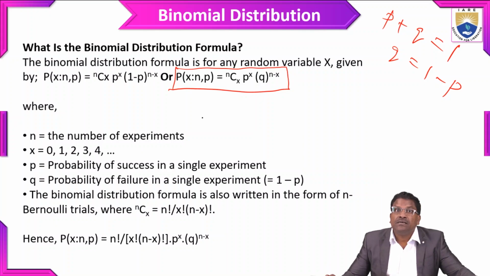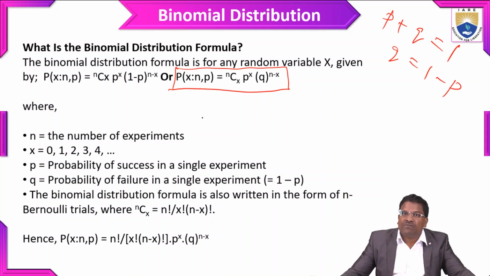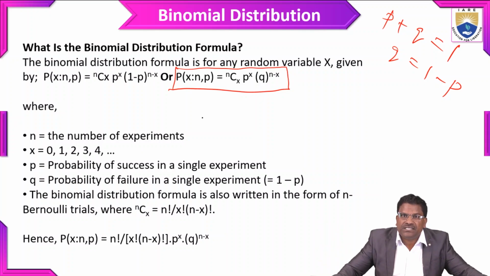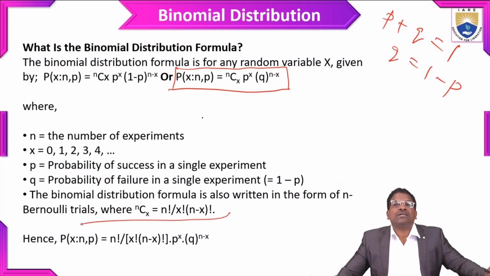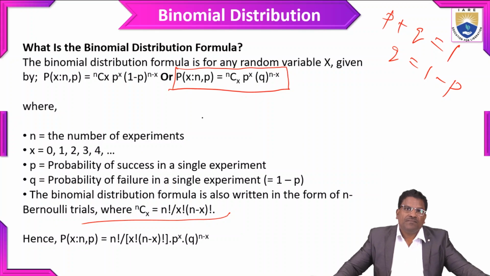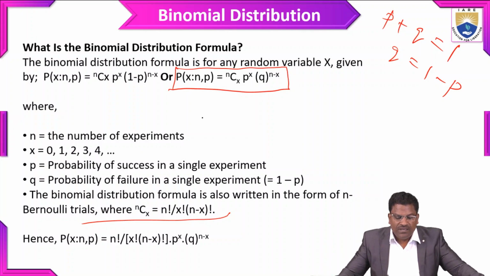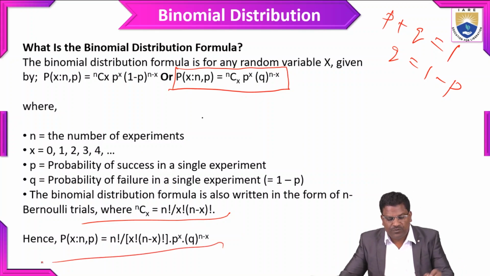What is that special case? Bernoulli experiment, meaning the number of trials is equal to 1. Then that formula is abridged to nCx is equal to n factorial by x factorial into n minus x factorial. Hence, P of x and p is equal to n factorial by x factorial into n minus x factorial into p to the power x into q to the power n minus x. Proceed for probability.